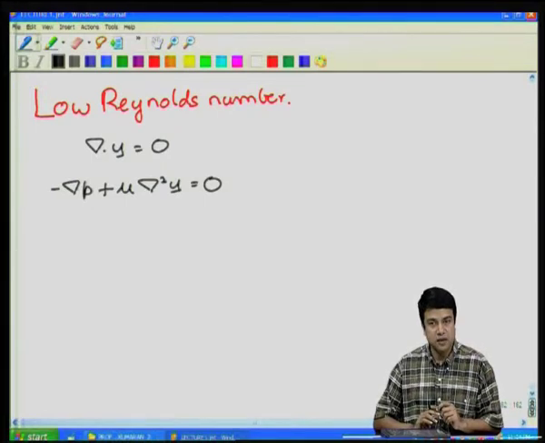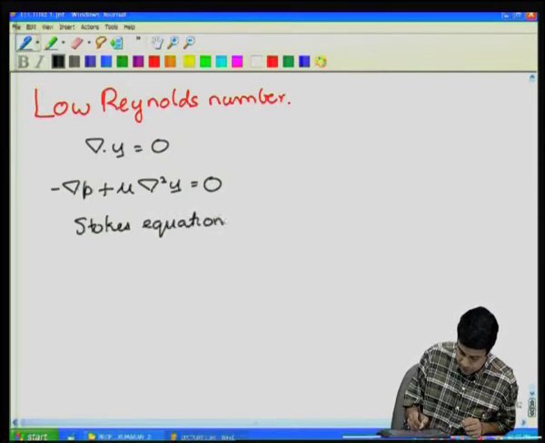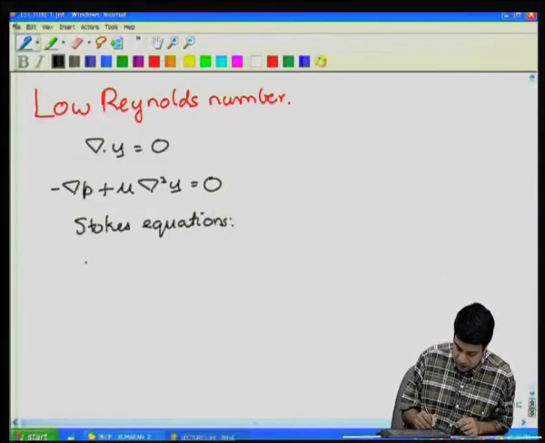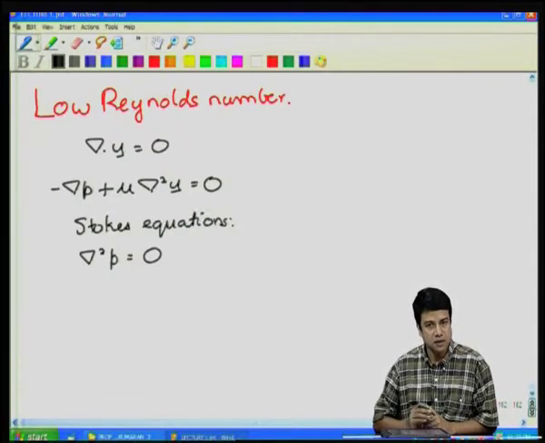In the case of heat and mass transfer, when the flow was diffusion dominated, we found that the concentration or the temperature fields satisfy the Laplace equation. In this case, for these Stokes equations, the solution can still be reduced to 2 Laplace equations. The first is del square p is equal to 0. This is obtained just by taking the divergence of the momentum conservation equation and using the fact that the divergence of velocity is equal to 0.